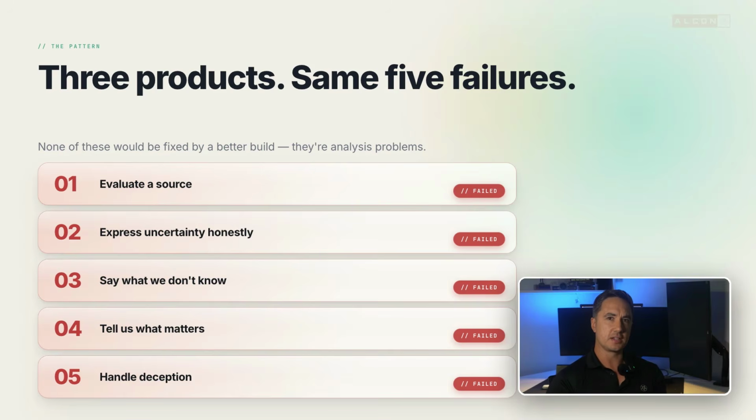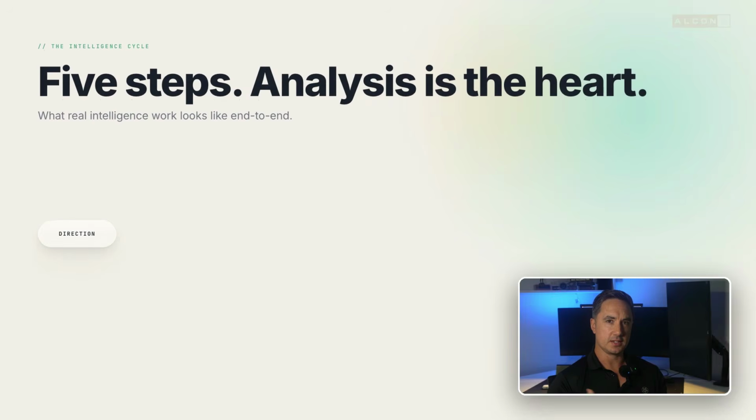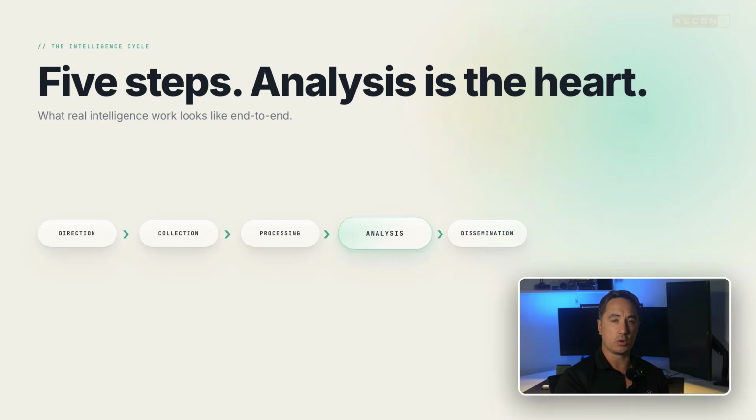So if the dashboard does collection and processing, what's the rest of the job? We need to think of the intelligence cycle: direction, collection, processing, analysis, dissemination. Direction is where somebody decides what we're actually trying to answer. What does the decision maker need, by when, and to make what call? Get that wrong and everything downstream is just busy work with a nice map on it.